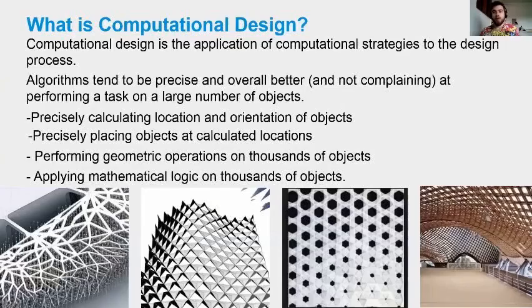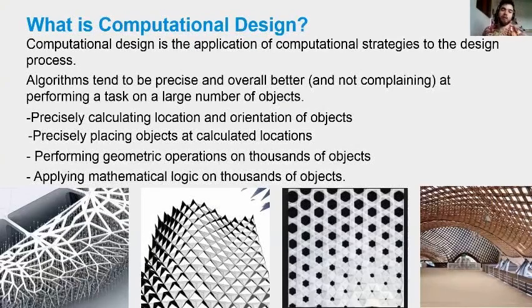So what is computational design? It is the application of computational strategies in the design process. What does it mean? It means pretty much automation in all kinds of ways. Since algorithms tend to be precise and overall better at performing a task on a large number of objects, we can use this for automating repetitive tasks in the design.